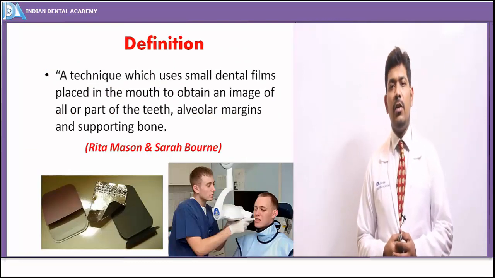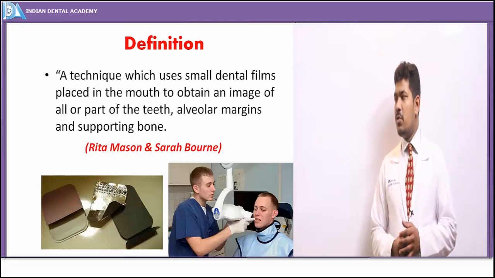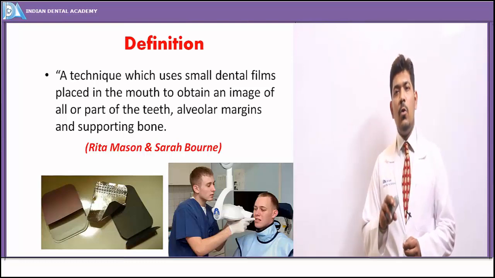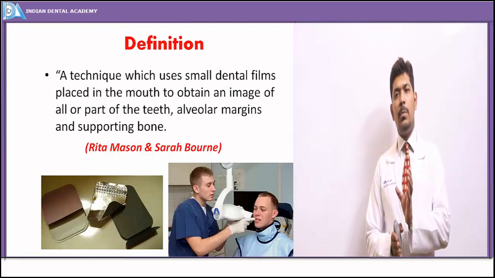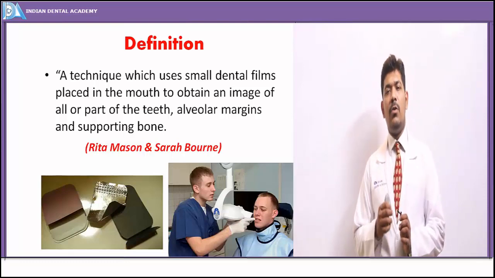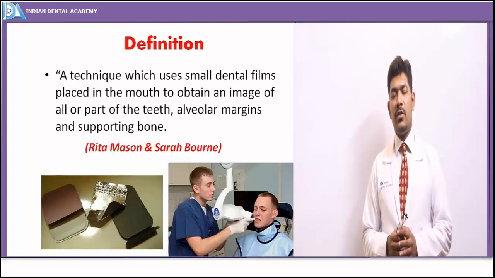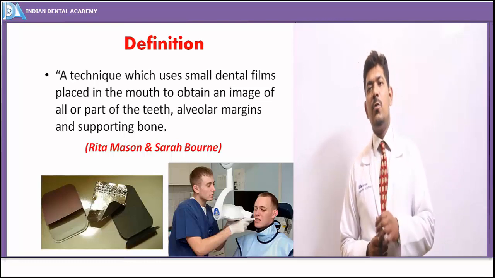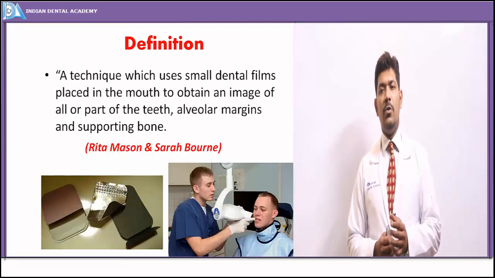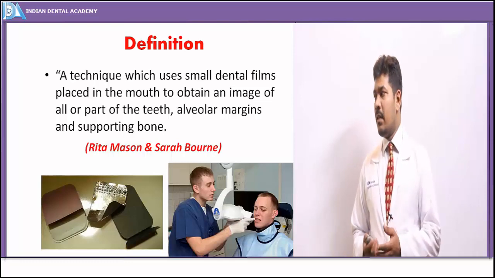First, the definition of intraoral radiography. Intraoral radiography is any technique which uses small dental films placed in the mouth to obtain an image of local areas. That is to say, the tooth per se and the anatomical structures which surround it: the alveolar bone, the alveolar margins, the supporting bone, and the tooth per se. So this is nothing but a localized visualization of a specific tooth, using these small radiographs which are placed inside your oral cavity.